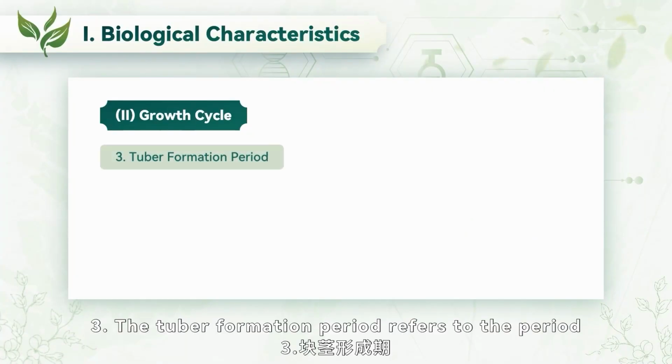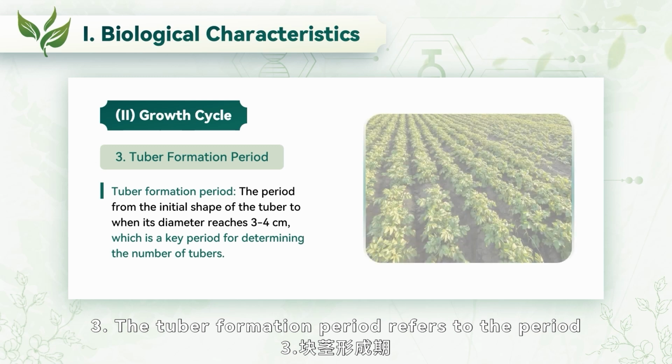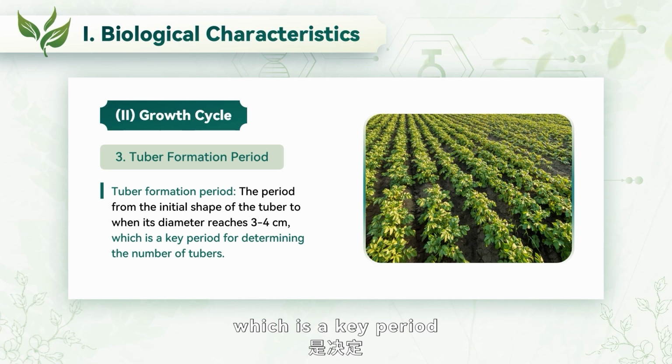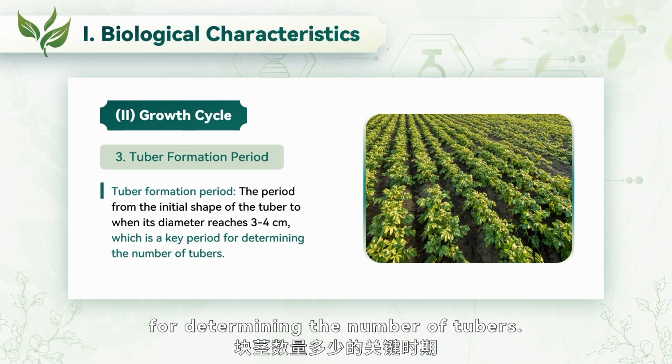3. The tuber formation period refers to the period from the initial shape of the tuber to when its diameter reaches 3 to 4 centimeters, which is a key period for determining the number of tubers.